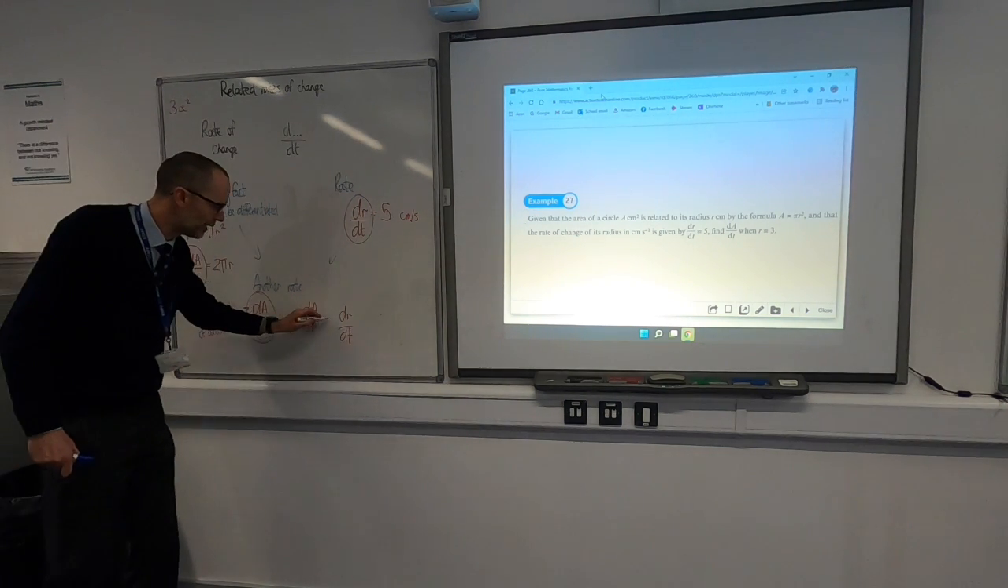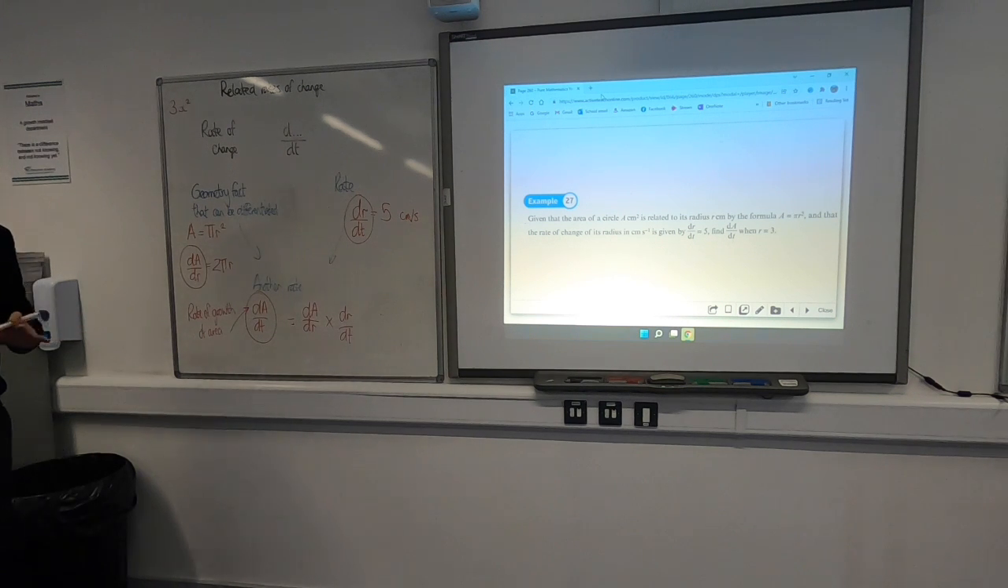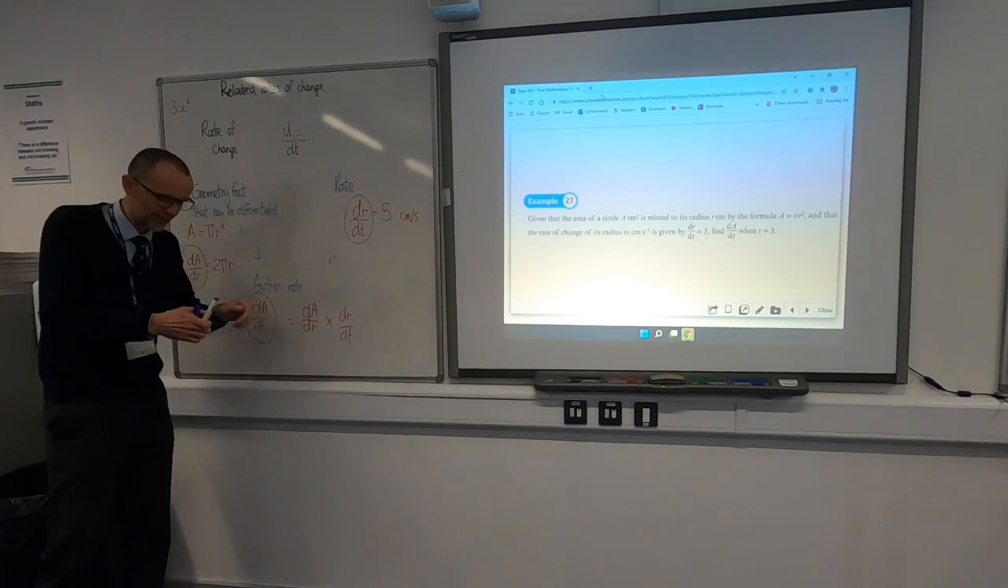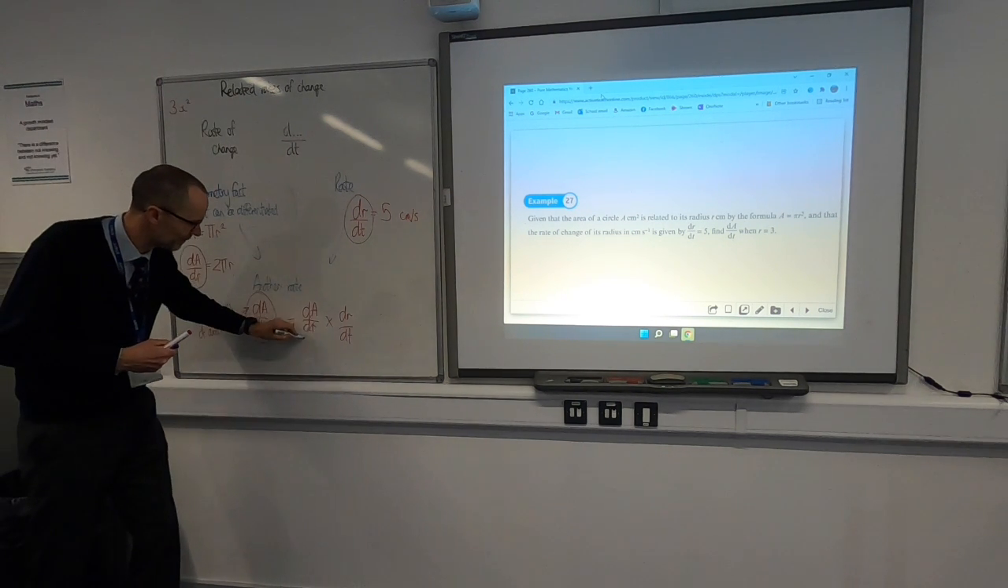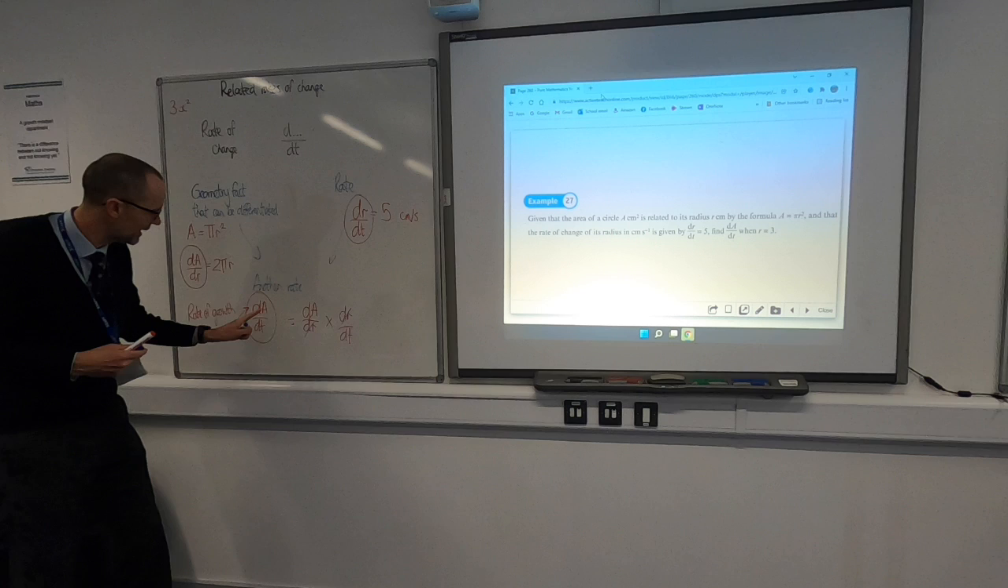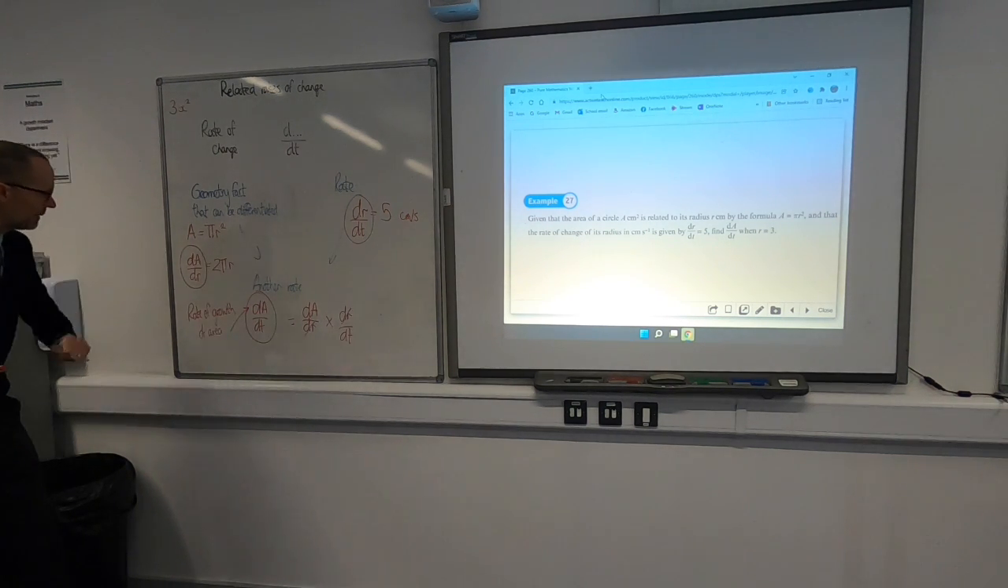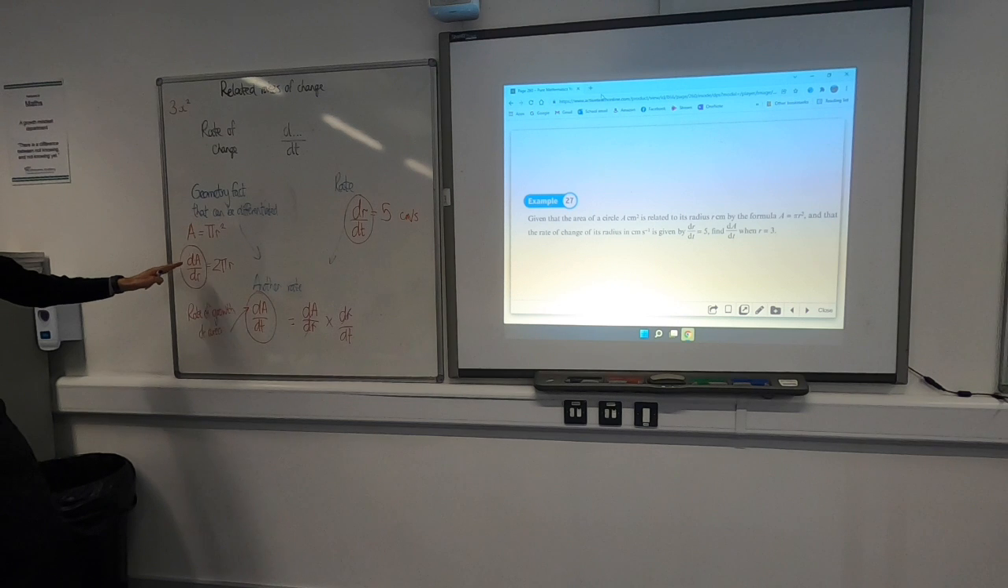What happens if I multiply those two together? And this is a little bit of a cheat, but we're just imagining those are fractions. We'd end up with dA dr over dr dt. We'd cancel out the drs, and we'd be left with dA over dt. Yeah, we're left with what we want. So I can build this by taking this and multiplying it by that.